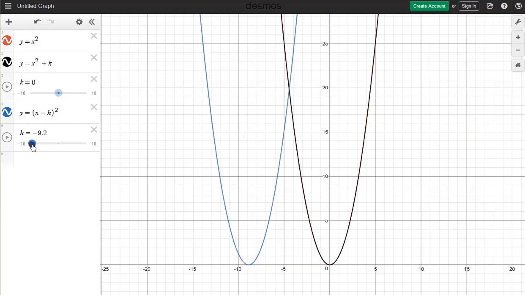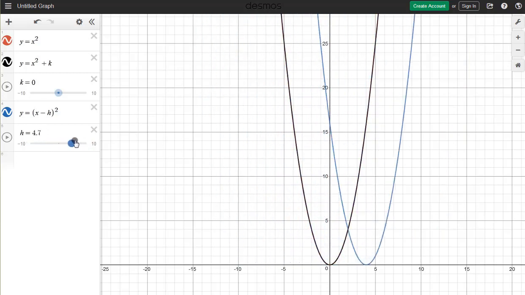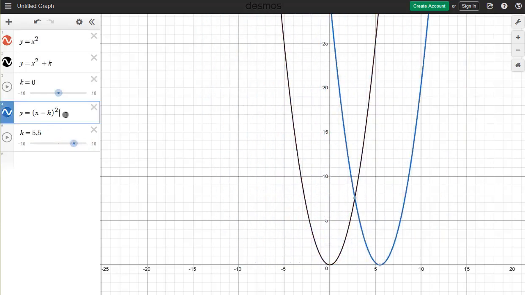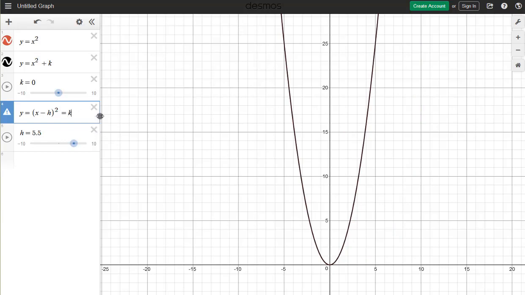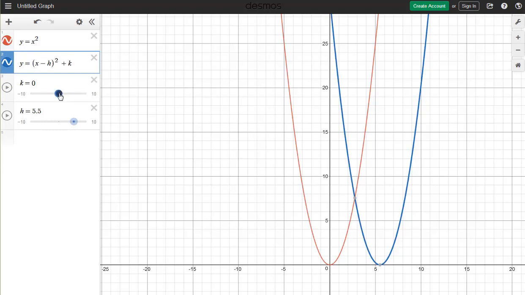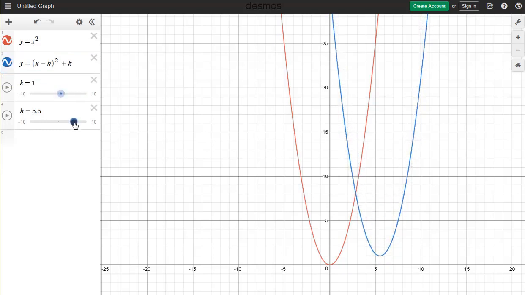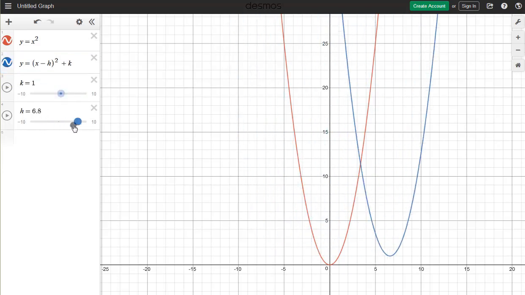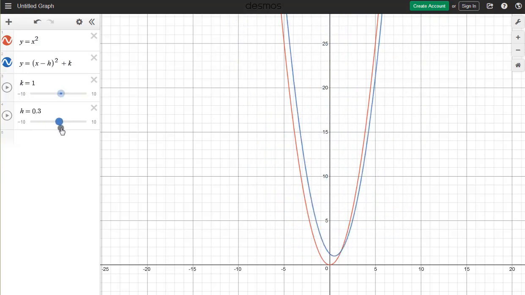So that's pretty cool. So let's do this. Let's add the k right there, plus k there. And then let's get rid of this guy right there. I like that. Yeah, that's nice. There we go. So now the k will scoot it up and down, and the h will scoot it left and right. Oh, that's pretty fancy.